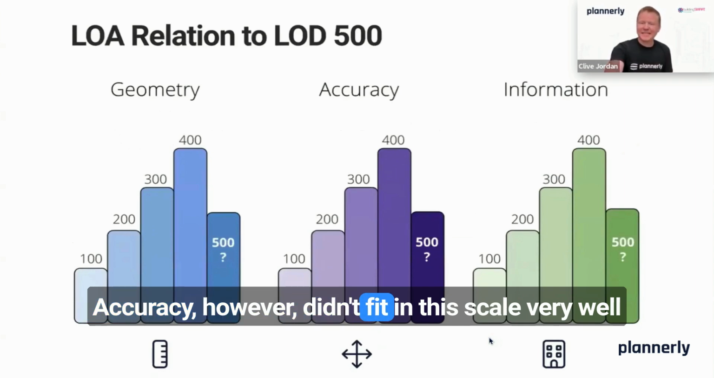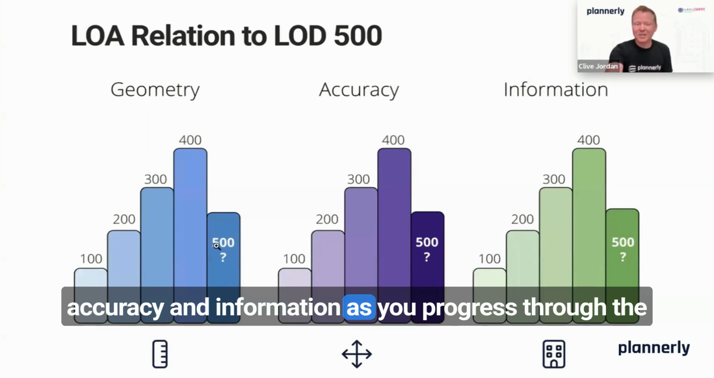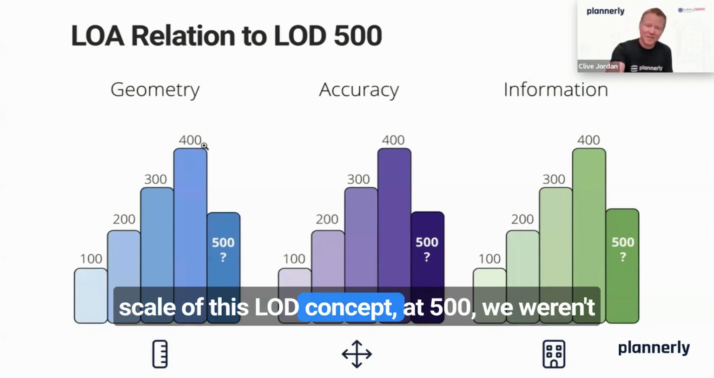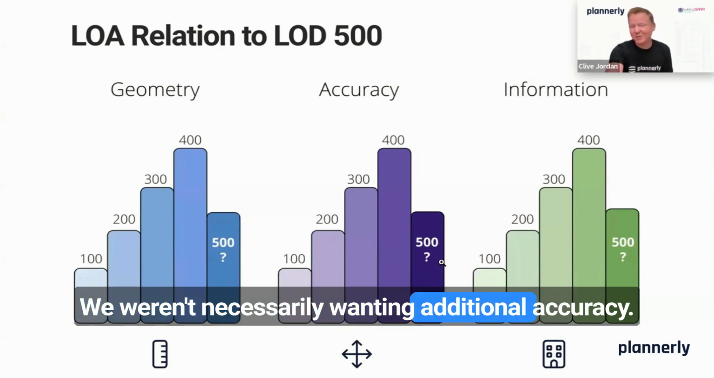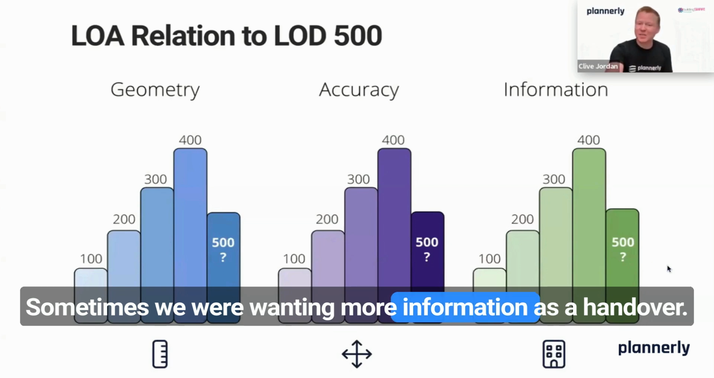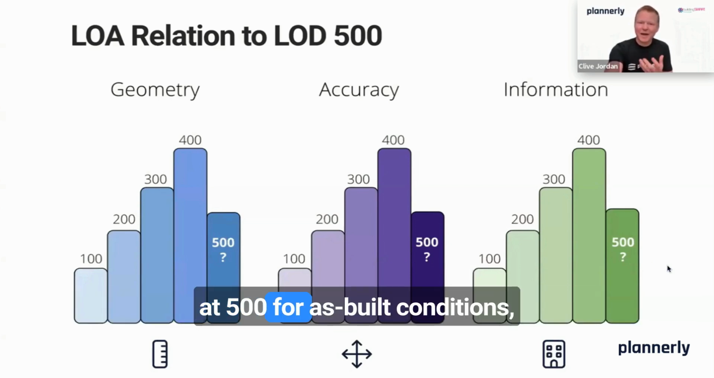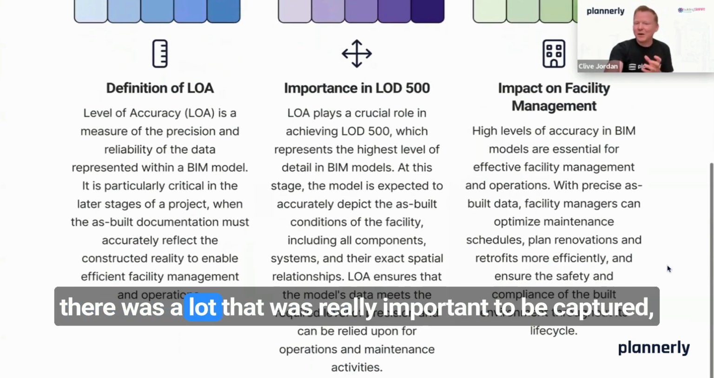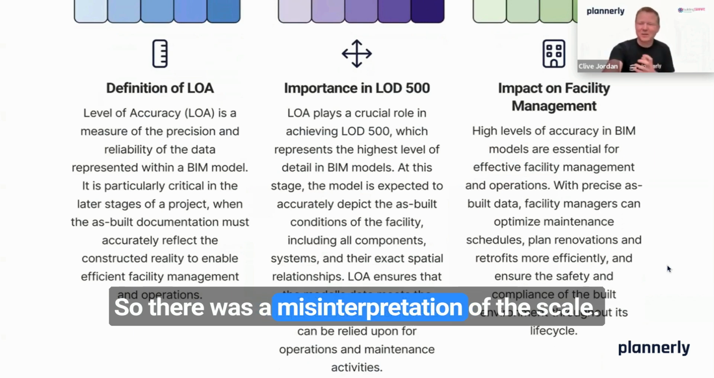Accuracy, however, didn't fit in this scale very well, because when we look at the degree of geometry, accuracy, and information, as you progress through the scale of this LOD concept, at 500, we weren't necessarily wanting additional accuracy or additional geometry. Sometimes we were wanting more information as a handover. And this concept of LOD at 500 for as-built conditions, there was a lot that was really important to be captured, but it wasn't necessarily this progressive scale. So there was a misinterpretation of the scale.